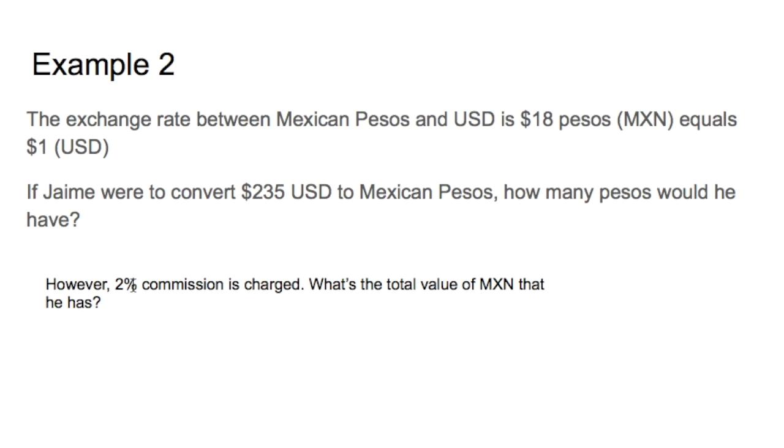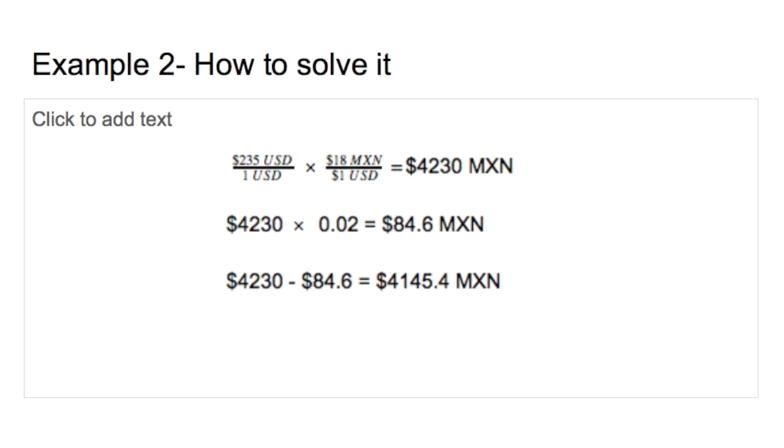But let's say a 2% commission was charged. So what would be the total value of Mexican pesos? It would basically be this answer right here times 2%, which would be 84.60 pesos. And that would mean you just have to take this amount out of this amount, and this is basically the total value that you would end up with after the 2% commission.